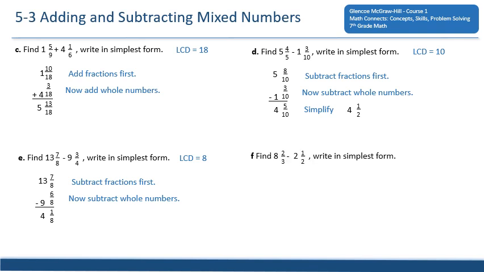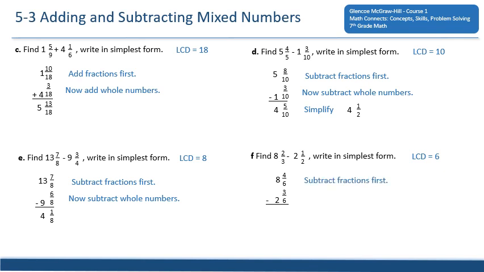And then find 8 2/3 minus 2 1/2. So we need to find the least common denominator. In this case, it's going to be 6. So we can change 2/3 to an equivalent fraction with 6 in the denominator by multiplying the numerator and denominator by 2 and getting 8 4/6. And then for 2 1/2, we're going to multiply the denominator and the numerator by 3 to get 2 3/6.